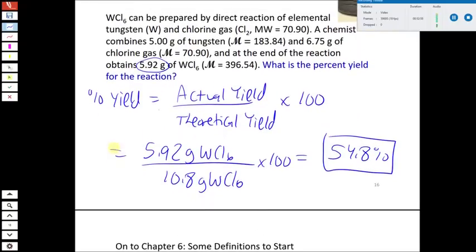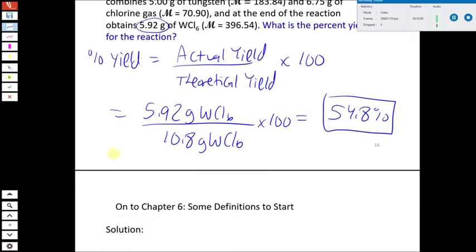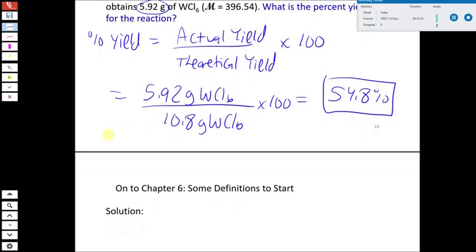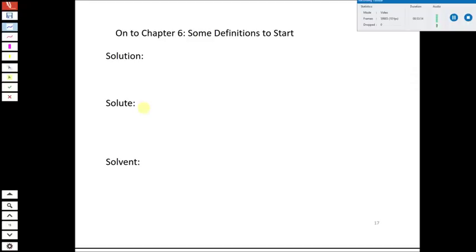So as far as I know, that takes us to the end of chapter 5. Any last questions on stoichiometry before we move on to the next chapter? All right. So in chapter 6, it's still a lot of stoichiometry, still a lot of chemical reactions, but we're going to specifically talk about chemical reactions that happen in solution.